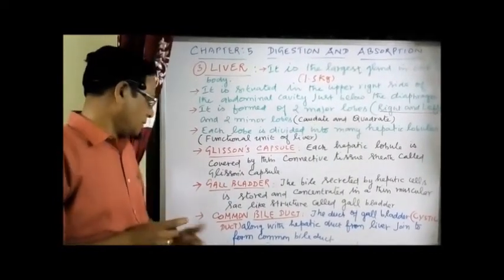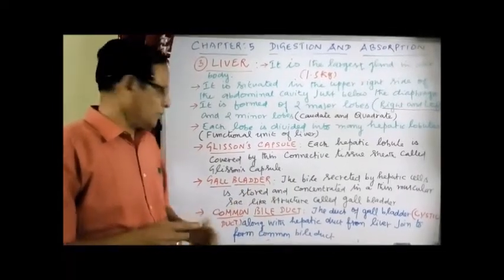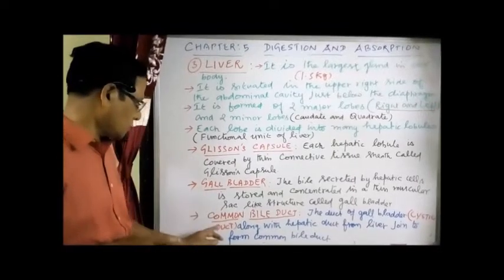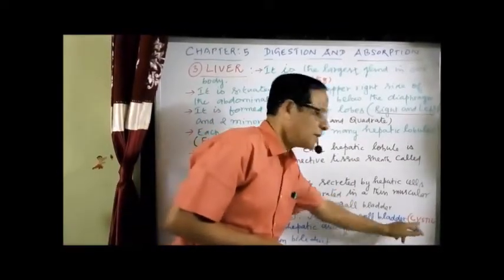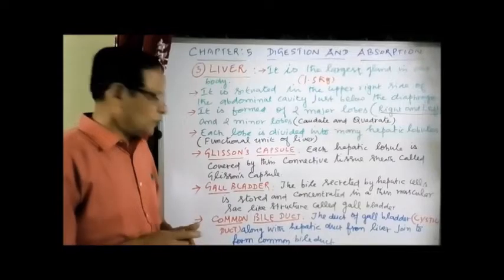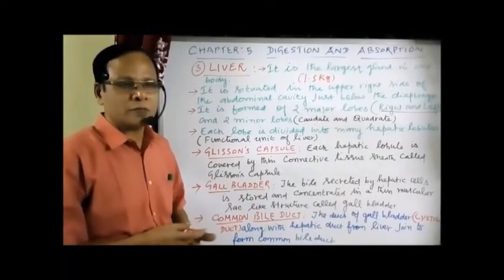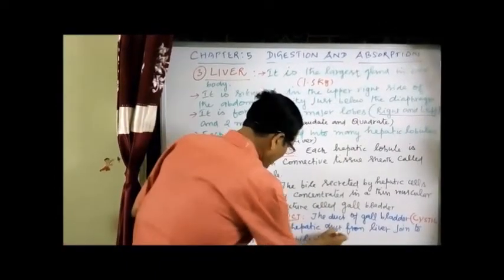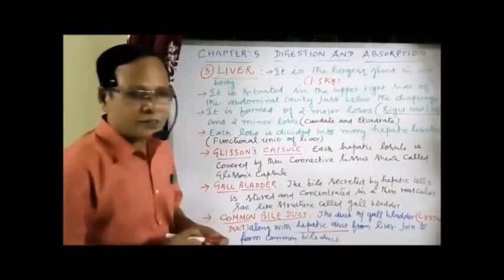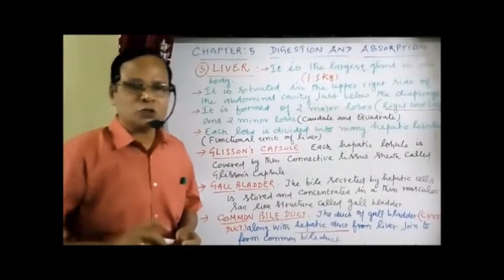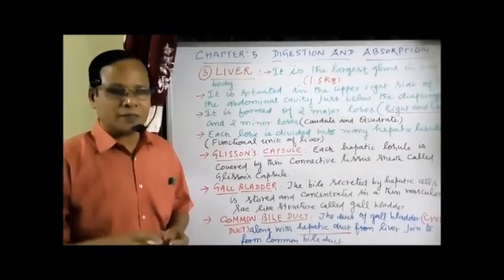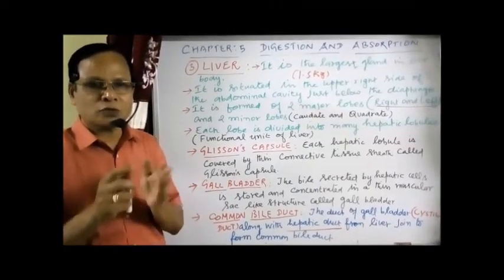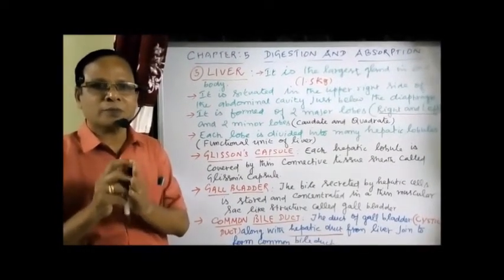Then what is the common bile duct? From the gallbladder there arises a duct carrying the bile, called the cystic duct. And we have ducts from the lobes of the liver, called hepatic ducts. The cystic duct and the hepatic ducts from the liver join together to form the common bile duct. So one cystic duct and 2 or more hepatic ducts join together to form a single common bile duct.